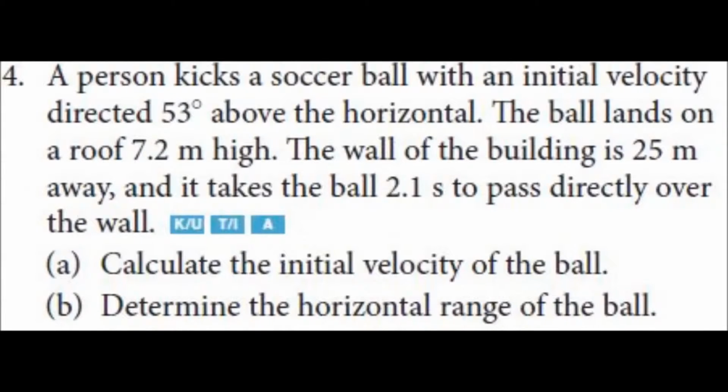4. A person kicks a soccer ball with an initial velocity directed 53 degrees above the horizontal. The ball lands on a roof 7.2 meters high. The wall of the building is 25 meters away, and it takes the ball 2.1 seconds to pass directly over the wall. A. Calculate the initial velocity of the ball. B. Determine the horizontal range of the ball.